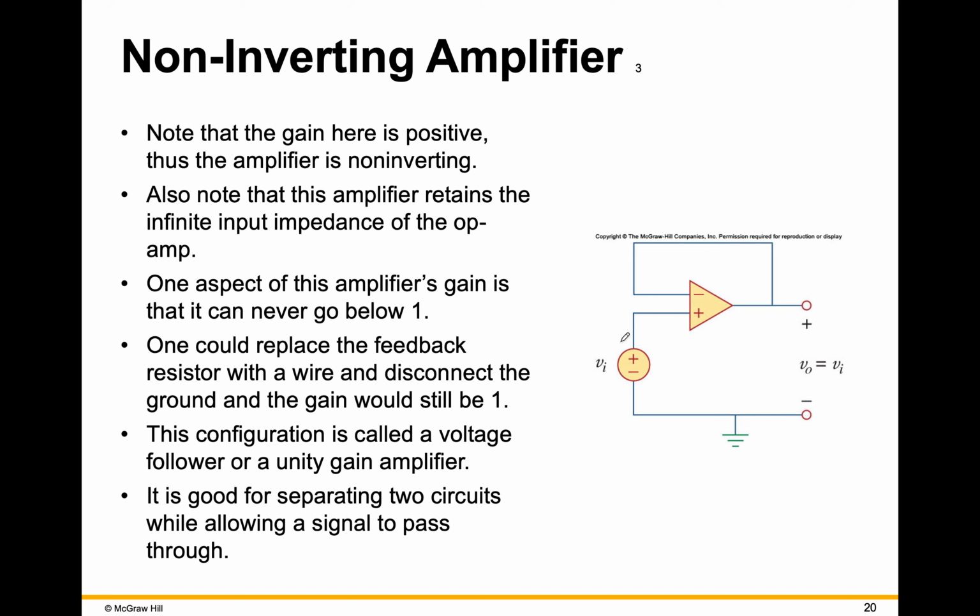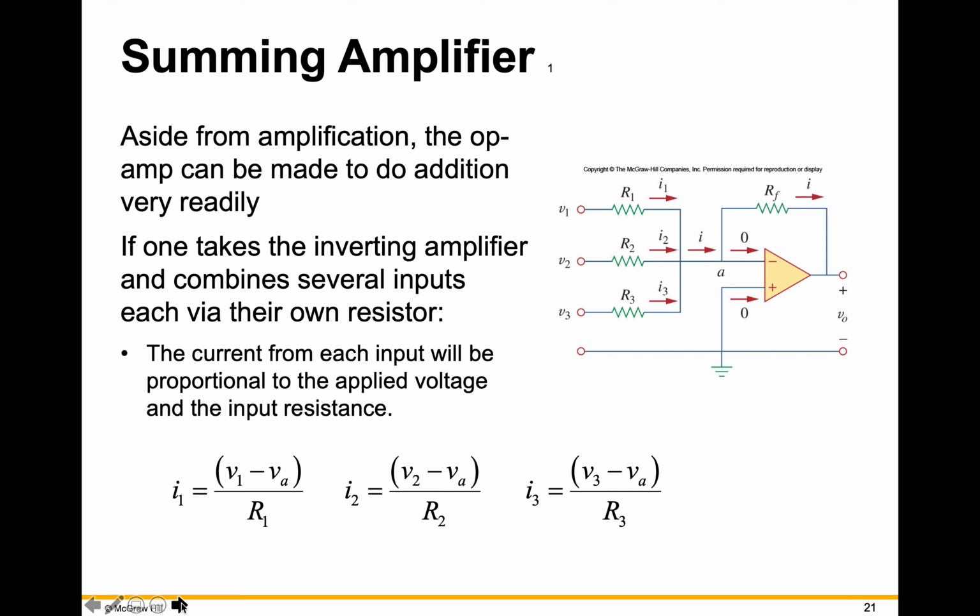Why would you want to do that? Well, I can think of all kinds of reasons. You might want to do that because you don't want a lot of current flow. You want this input voltage to see an infinite impedance and then to carry that forward as the output. So it's a fairly common thing to do. You basically replace the feedback with a wire, you disconnect the ground, the gain would still be 1. So this is a voltage follower or unity gain. It'll produce an output that is equal to the input.